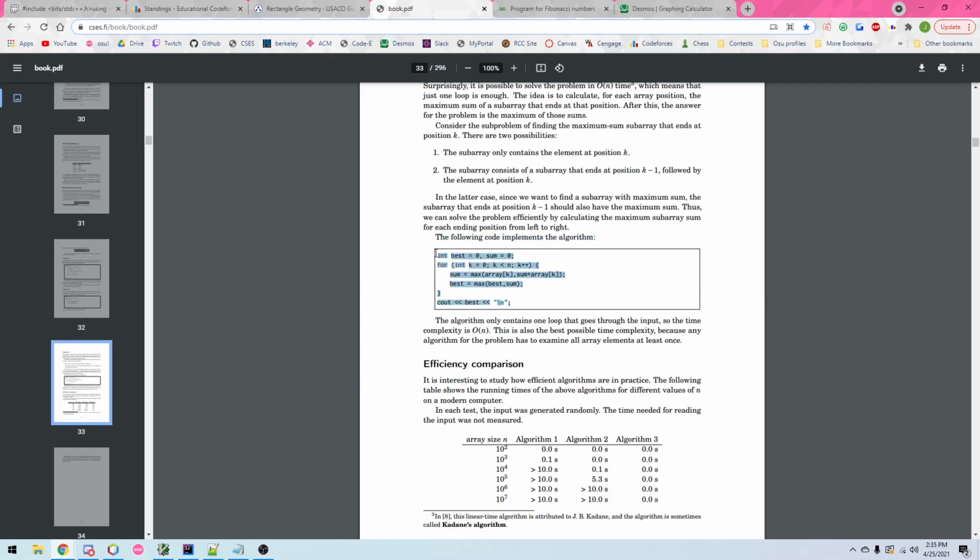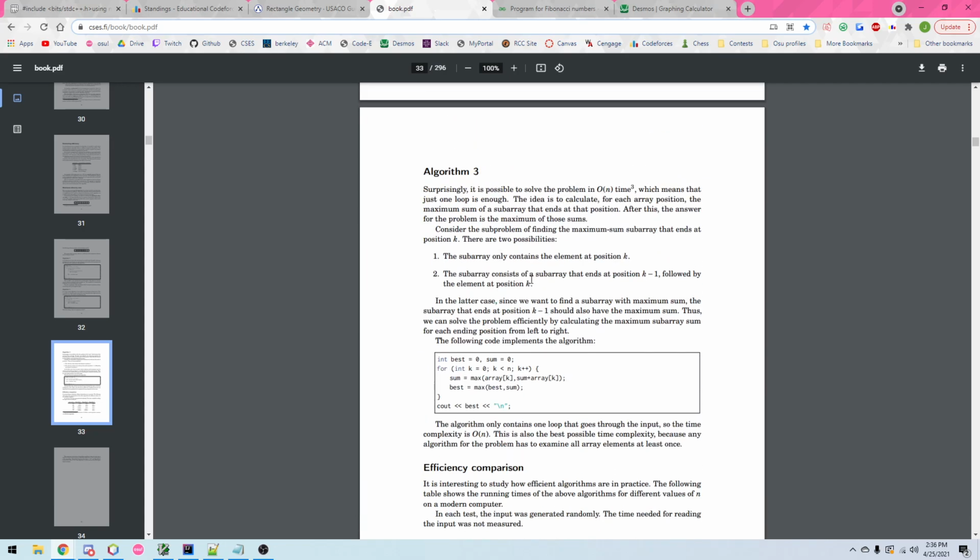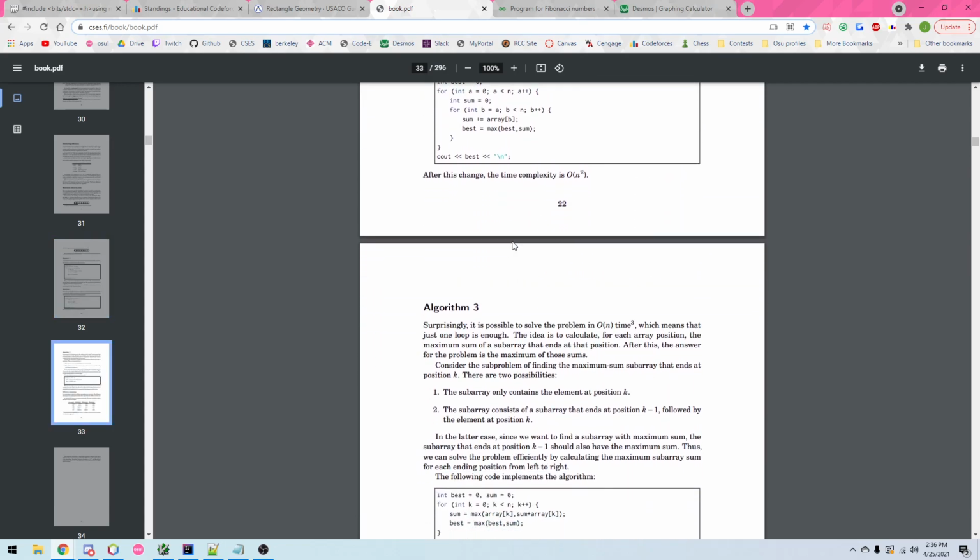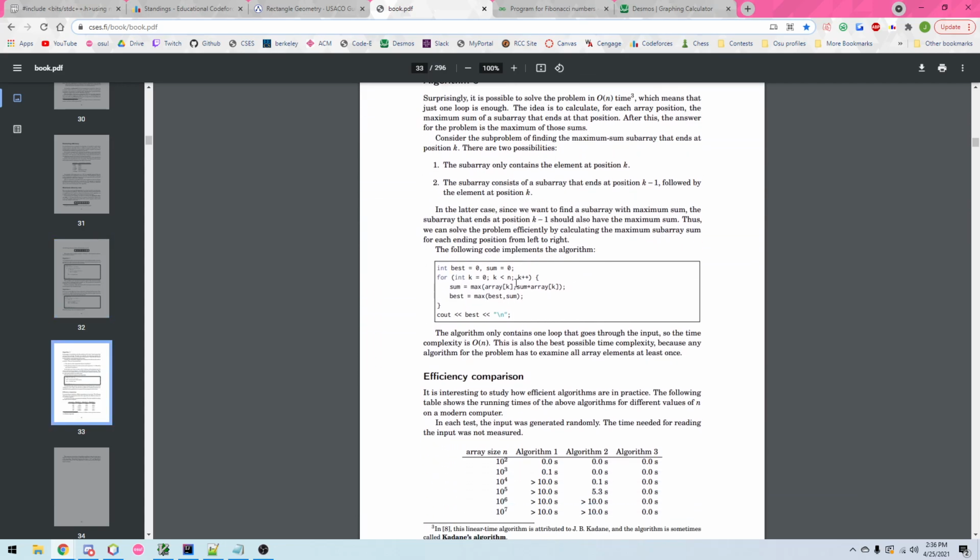So the code for it is right here. I put a problem on Cody for this, so you can go ahead and implement this there if you want practice, trying all 3 of these and seeing which ones work and which ones don't.